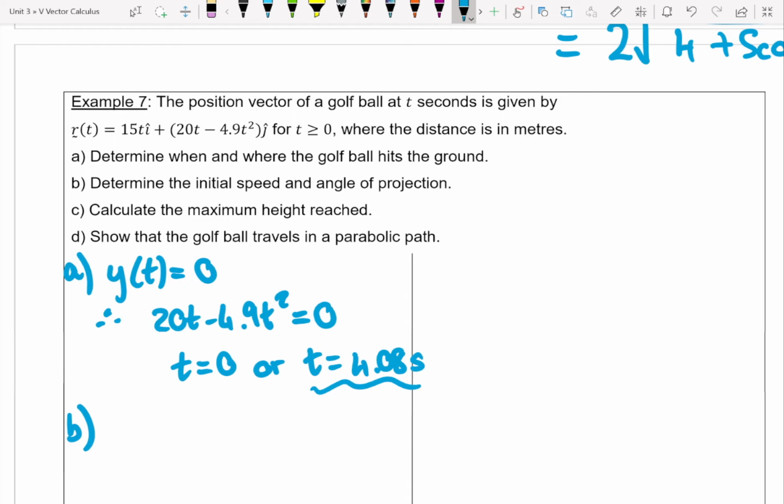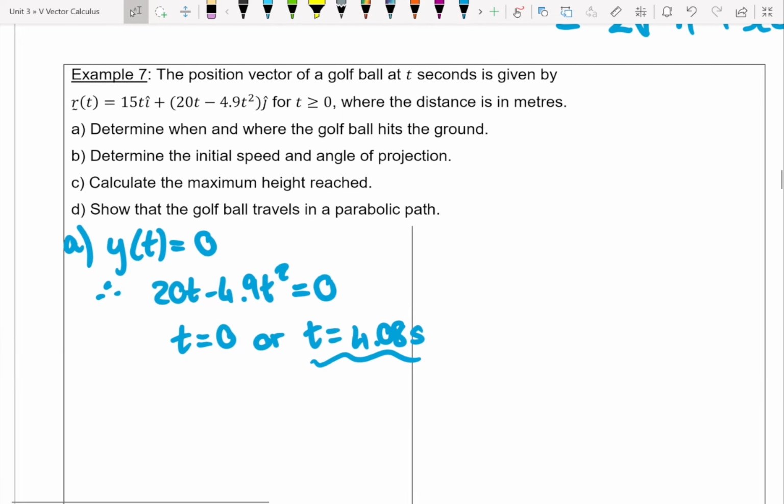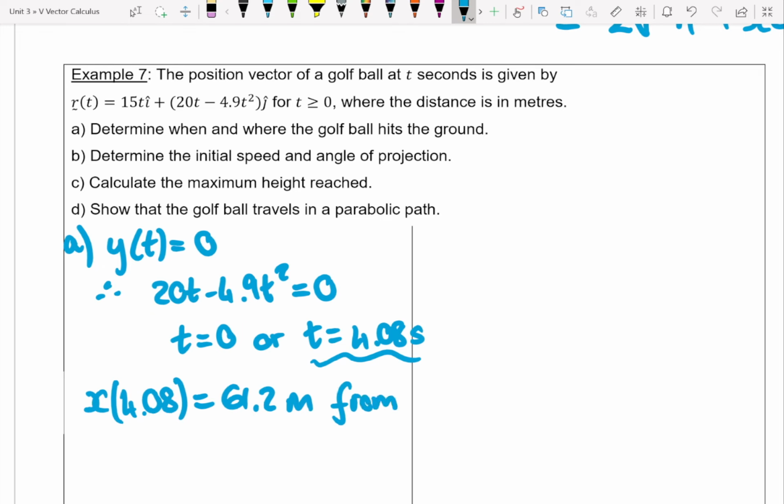For part A, we found when it happened, but we didn't find where it happened. So we know that y equals 0, but we need to know what the corresponding x value is. So we substitute 4.08 back in there. We get 15 times 4.08, which is going to be 61.2 meters from the initial point.